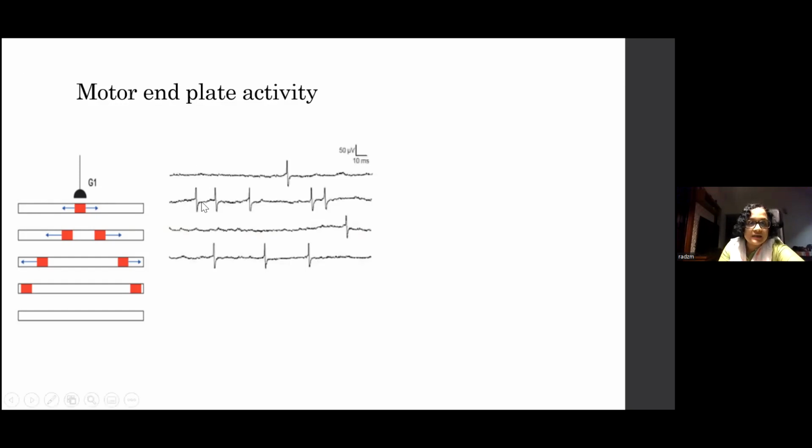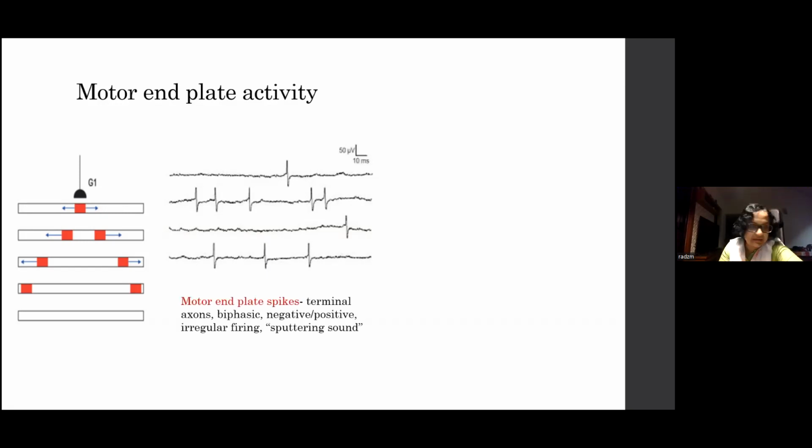So these are motor end plate spikes. When you record from directly above the motor end plate, your first deflection is a negative deflection. Then it's a positive deflection as the potential moves away. When the potential moves away from your recording needle, the needle records it as positive. When the potential moves towards, also it's positive. When the potential is directly under the recording electrode, then it's negative.